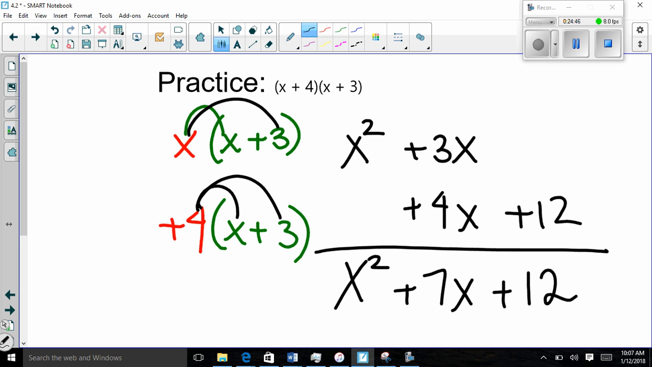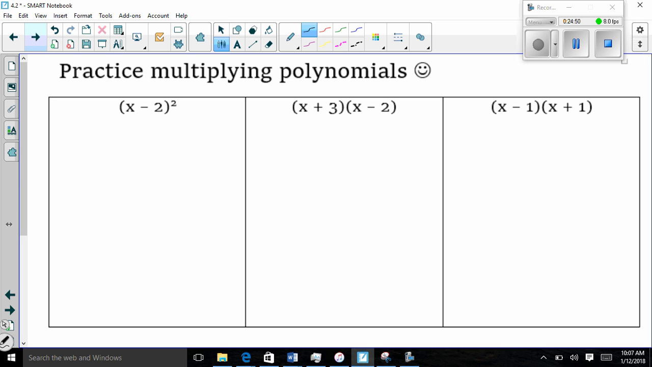Cool. Last one I'm going over with you. I'm not actually doing the work. I'm just showing you how to set it up. This one right here. x minus 5 squared. Hold on to it. If I say 5 squared.